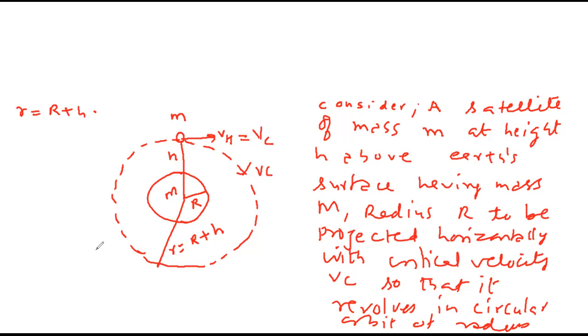So we have considered a satellite of mass m at height h above Earth's surface, having mass capital M and radius capital R, to be projected horizontally with critical velocity Vc so that it revolves in a circular orbit of radius small r equals R plus h. Is the satellite performing circular motion or zigzag motion? Circular motion. Uniform or non-uniform? Uniform, yes.